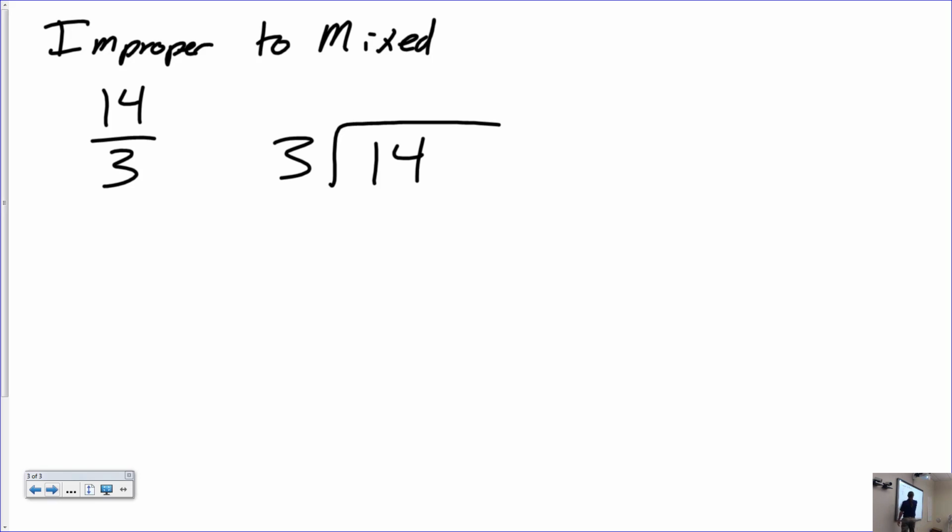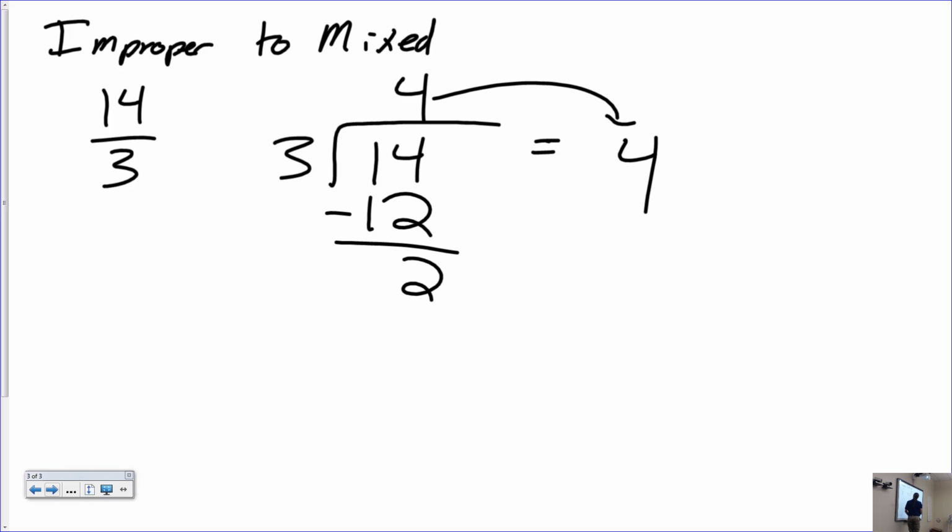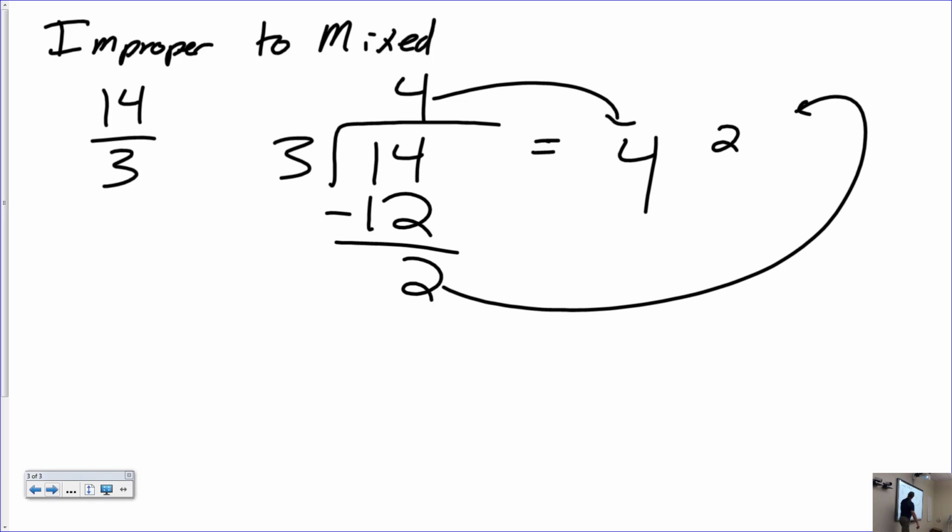So, how many times does 3 go into 14? 4 times. What's 4 times 3? So subtract. Your remainder is 2. How do you use those numbers to build your improper fraction? Yeah. Whatever number of times this number can go into the numerator, that's your whole number. The remainder is always your numerator, and your denominator always stays the same. Okay? Not bad?